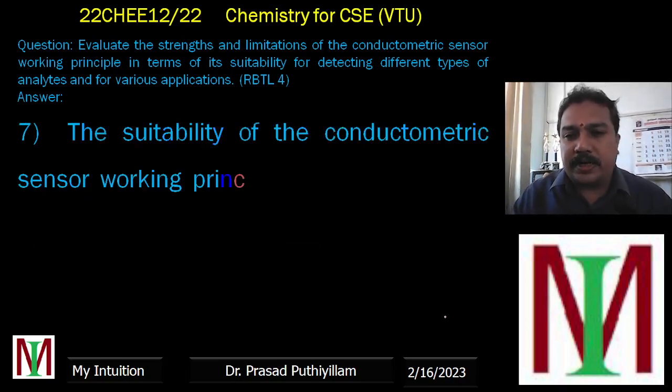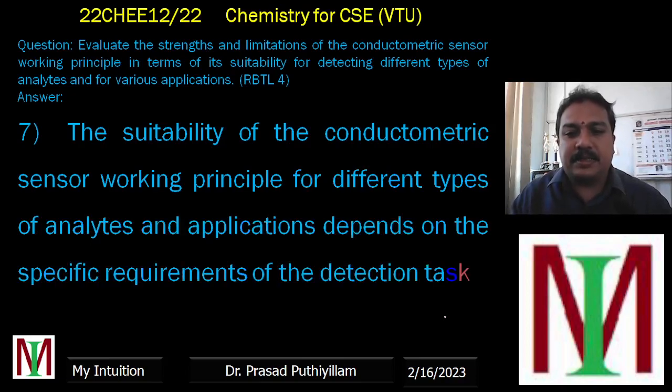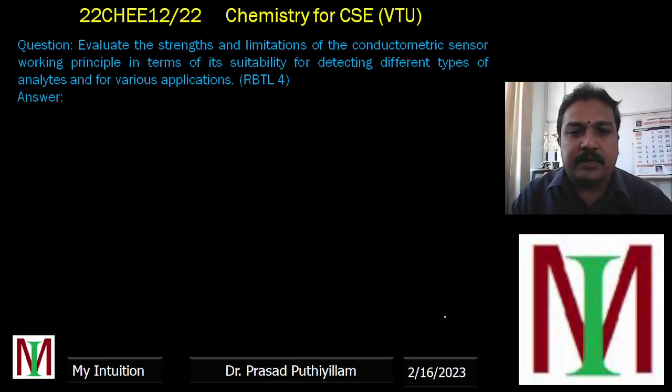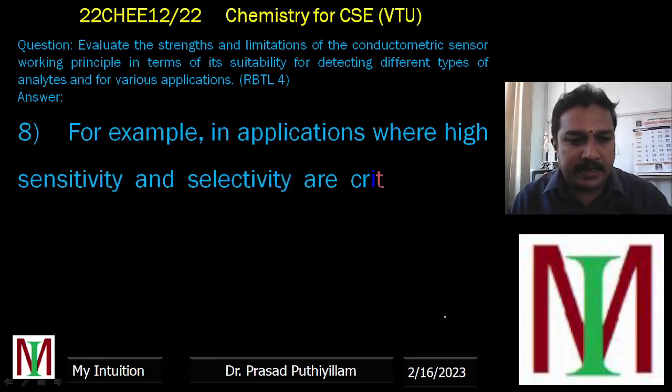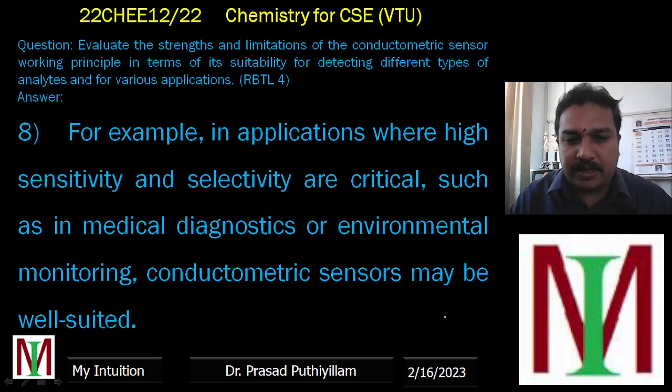The suitability of the conductometric sensor working principle for different types of analytes and applications depends upon the specific requirements of the detection task. For different tasks, we should have a different sensing material. Eighth point says that, for example, applications where high sensitivity and selectivity are critical, such as in medical diagnostics or environmental monitoring, a conductometric sensor may be well suited.